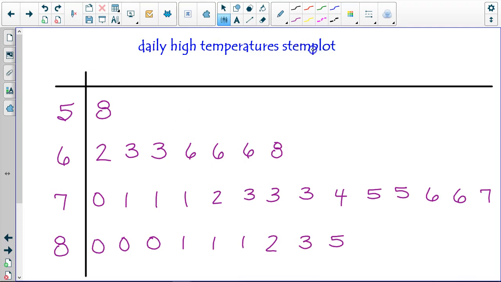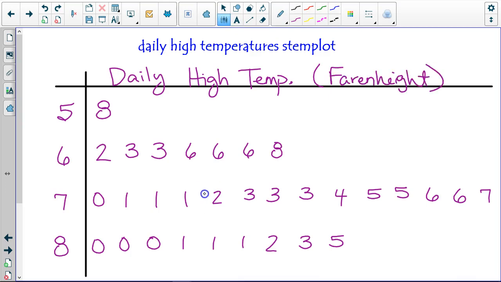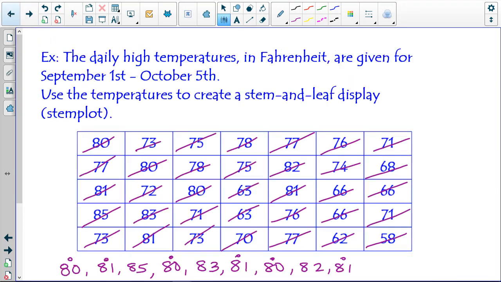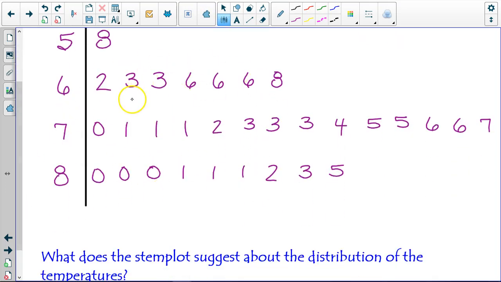Daily high temperature stem plot, that's not how you would name this. So we would name this just daily high temperatures. And then I actually, in parentheses, would probably put Fahrenheit. You know what I mean? Like put F or Fahrenheit. Somebody might not know what that F means, so I'll put, did I spell that right? Fahrenheit. That's a weird word. HEIT. There we go. So, this is given in Fahrenheit.